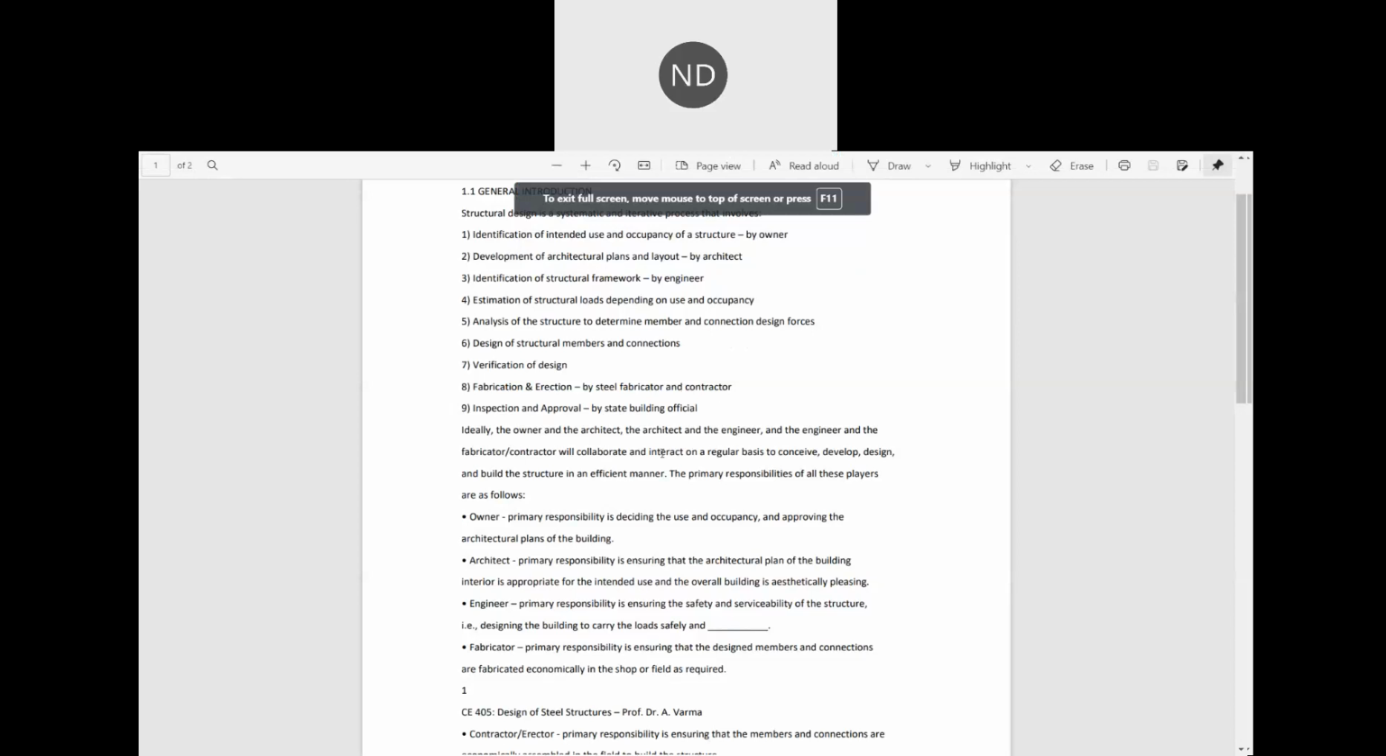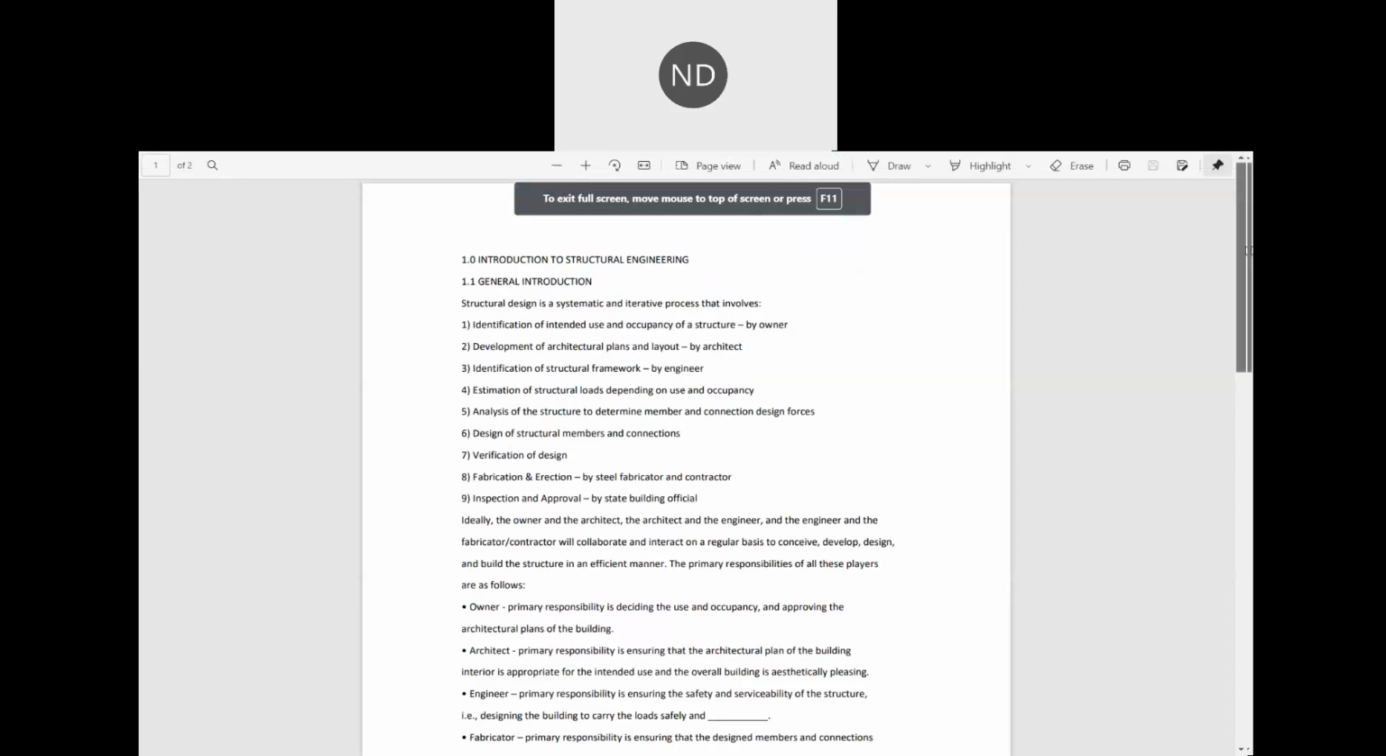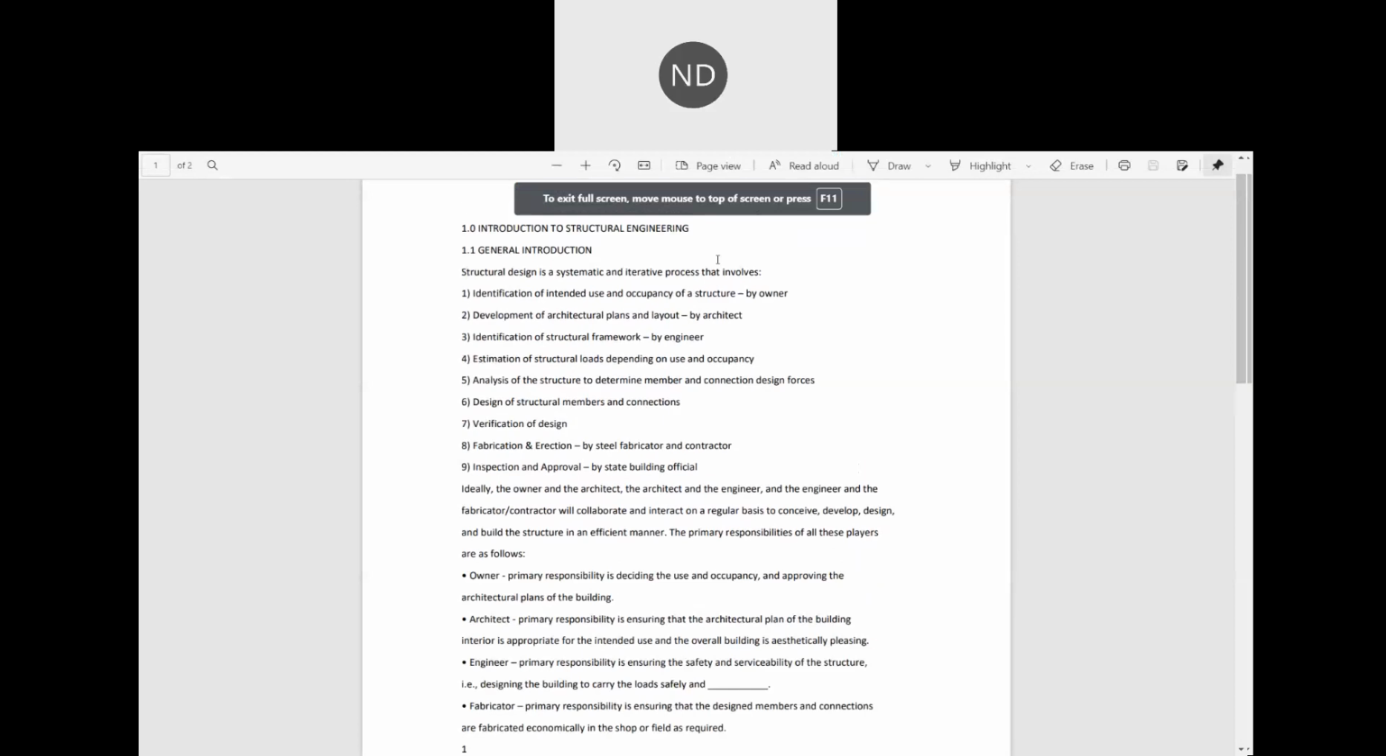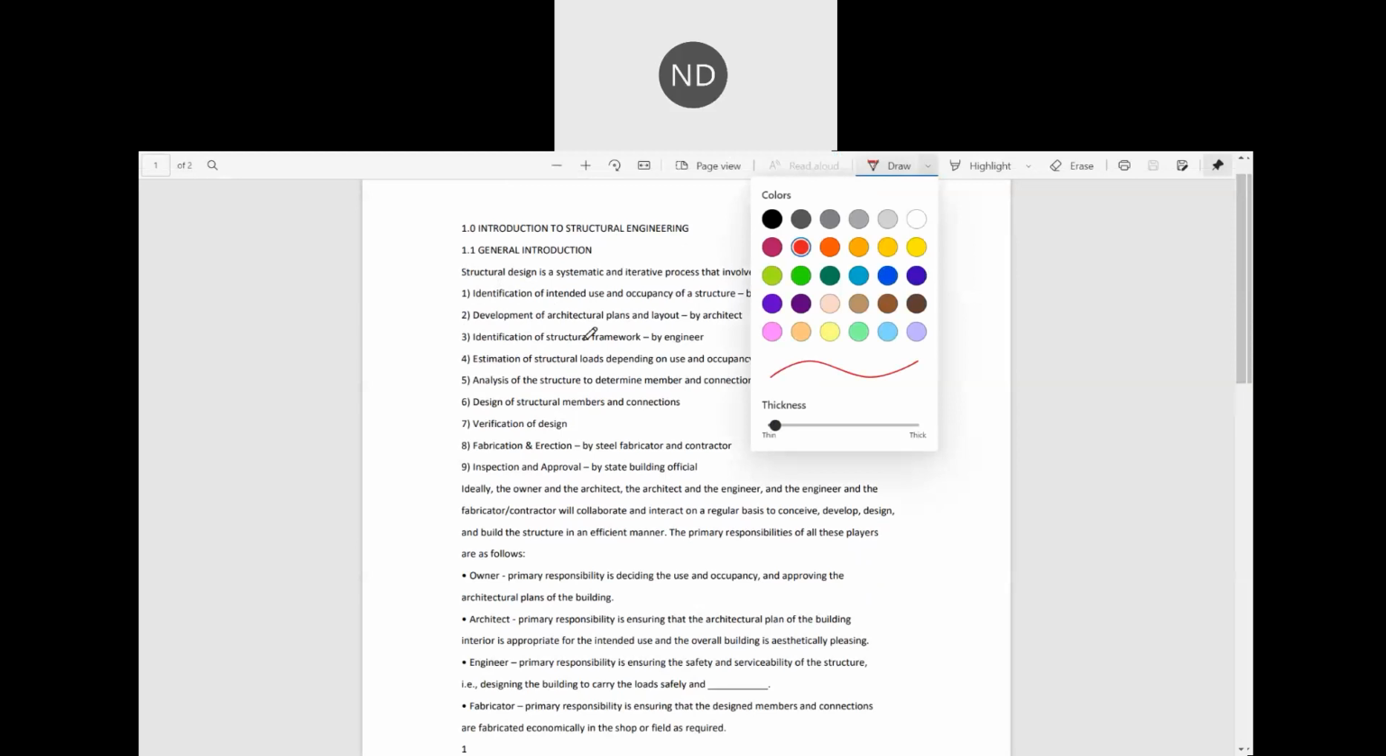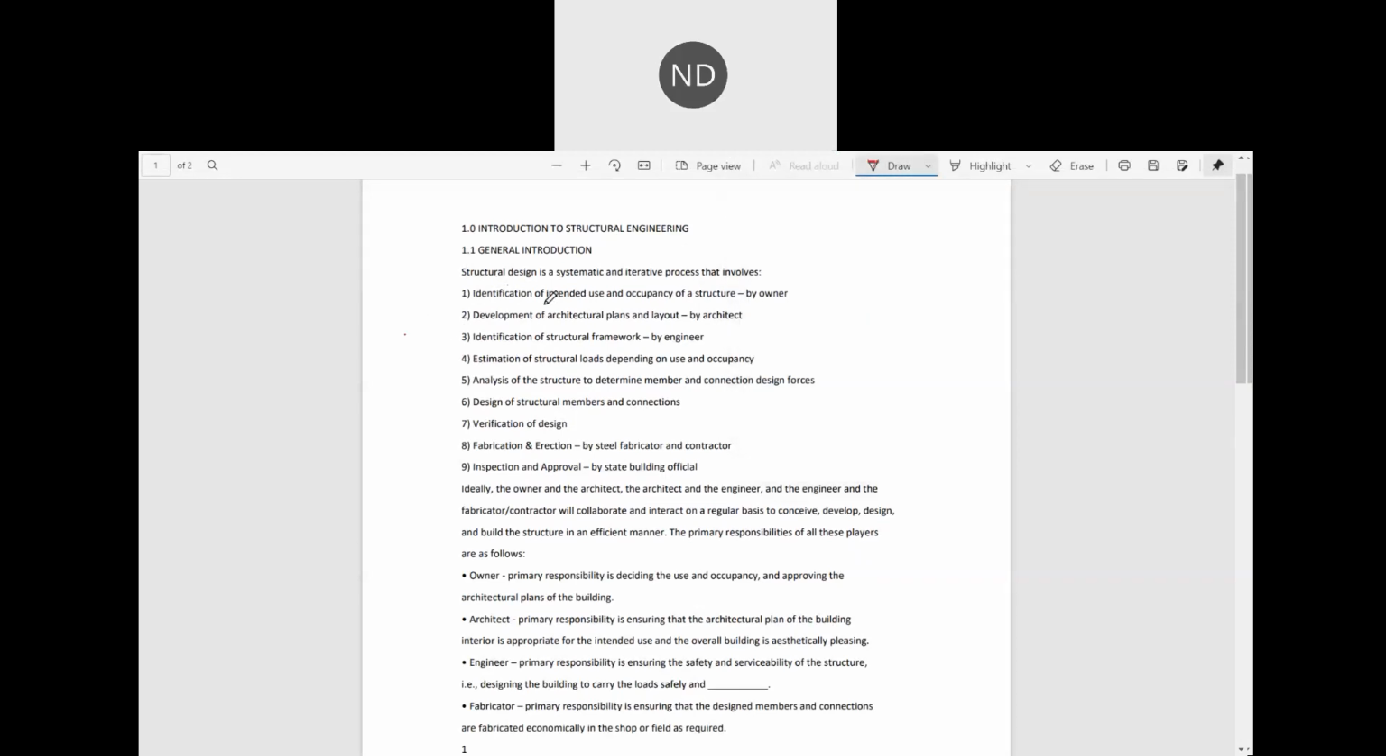So, in short, if I show you this slide, Introduction to Structural Engineering, what does this say? Structural design is a systematic and interactive process that involves identification of the intended use and occupancy of a structure by the owner. So in the first chapter these things are only there, that is your basic introduction, then who does what.